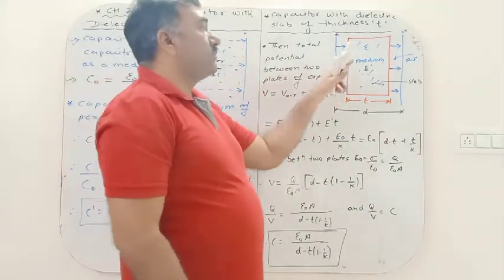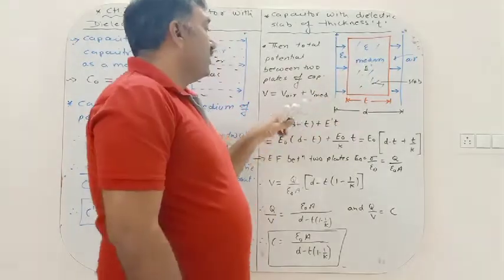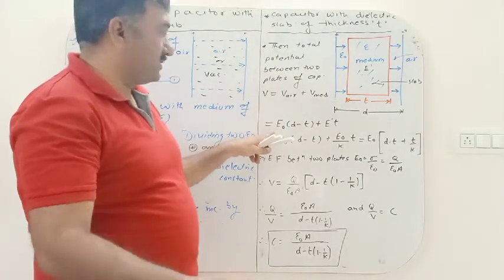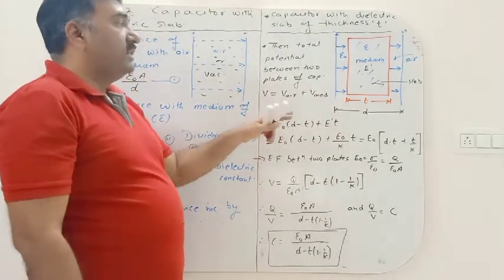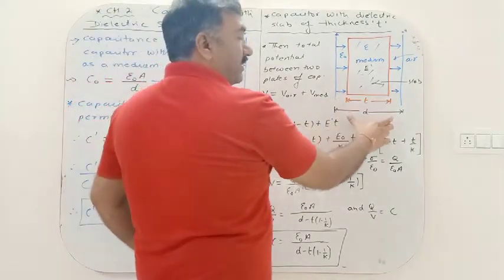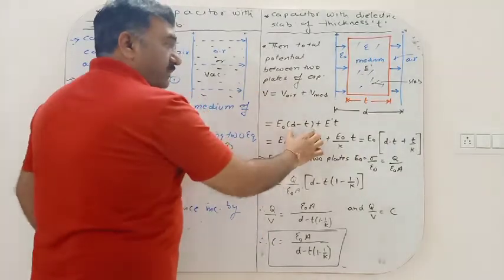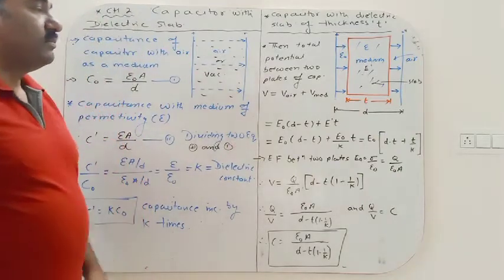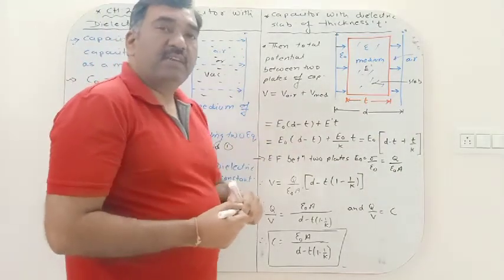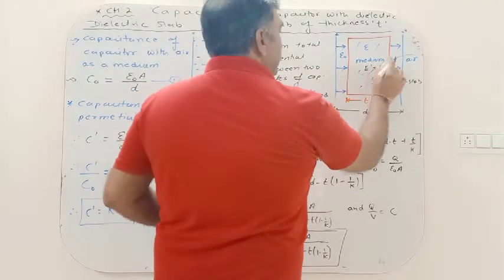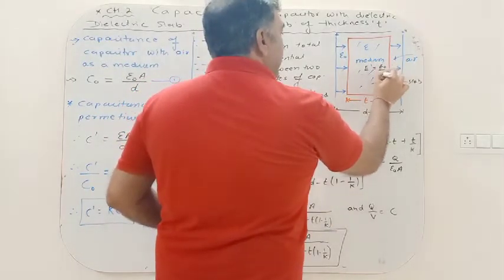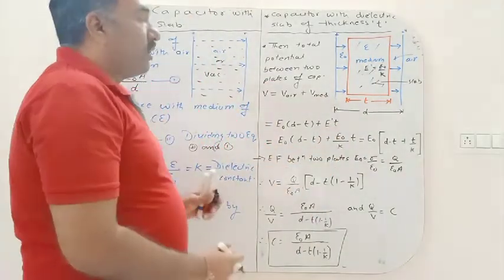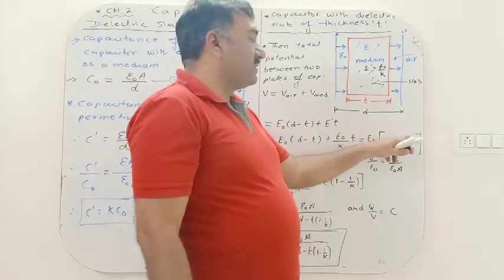What is the permittivity of air? Epsilon naught, and of the medium, epsilon. So V air plus V medium. The formula for potential is electric field multiplied by distance. So electric field between the two plates E naught, times the distance of the air part. From the full d subtract t, so d minus t, plus E dash into t, because the medium has a thickness of only t. But what is E dash? In the medium, the electric field decreases by K times. So in place of E dash we write E naught by K. Taking E naught common, we are left with d minus t plus t by K.